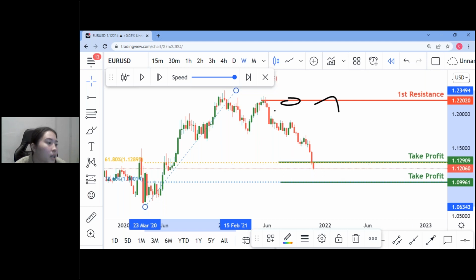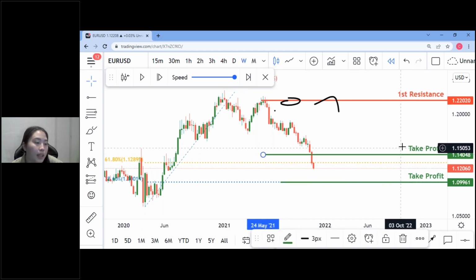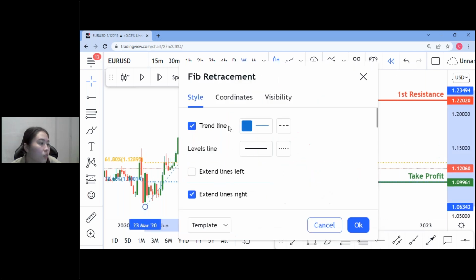Thank you, Jacob. Right, the 61.8% is not relevant anymore to the current price because price has broken the 61.8%. Therefore, we cannot use the 61.8% information to try to predict where price is going. So we're going to get rid of the 61.8%.